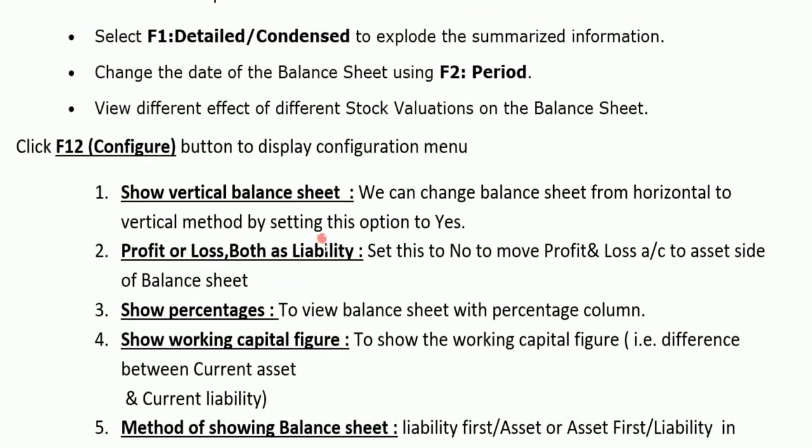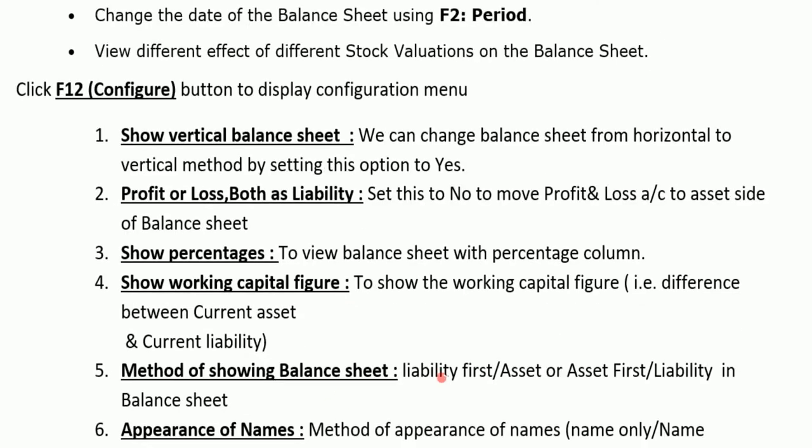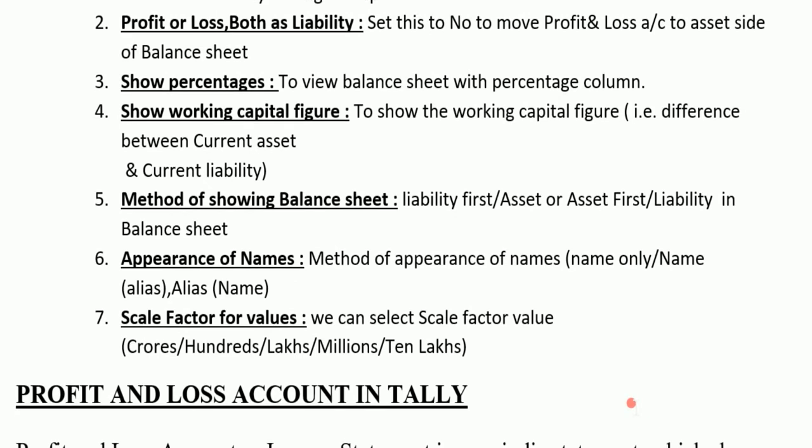When you press F12, it shows options: show vertical balance sheet, profit and loss both as liability, show percentages, show working capital figure, that is the difference between current asset and current liability. We can even change to liability first, asset second, or asset first, liability second, depending upon your requirement.